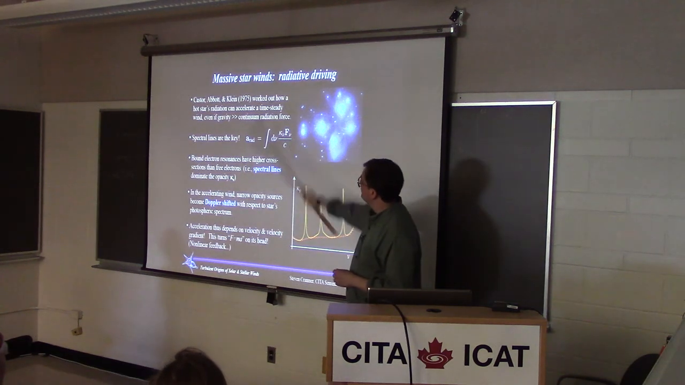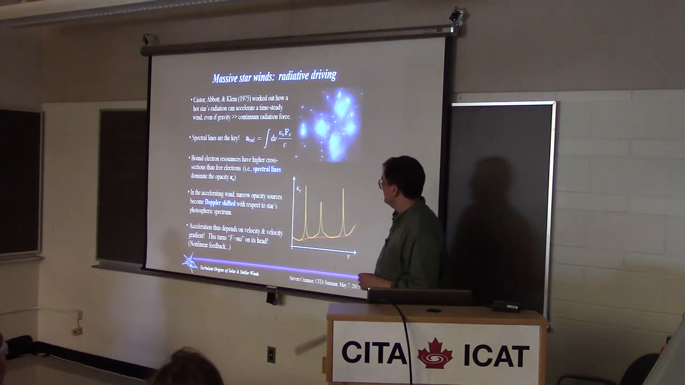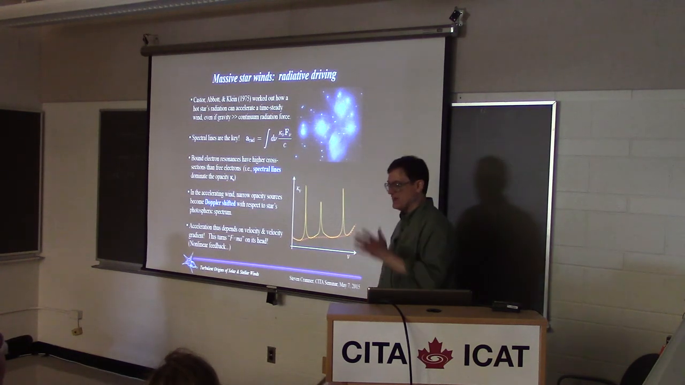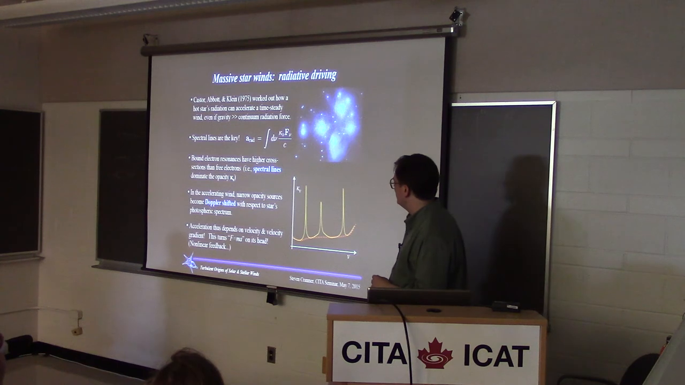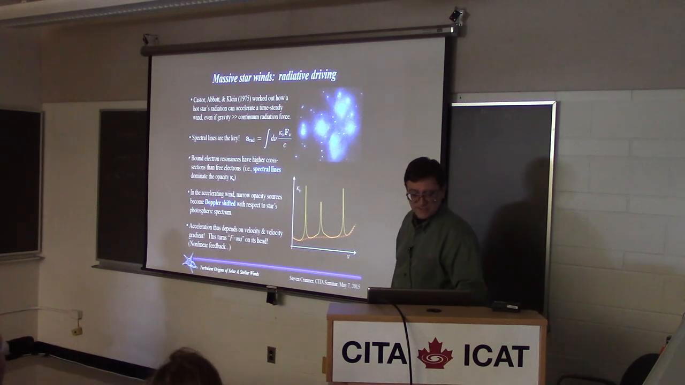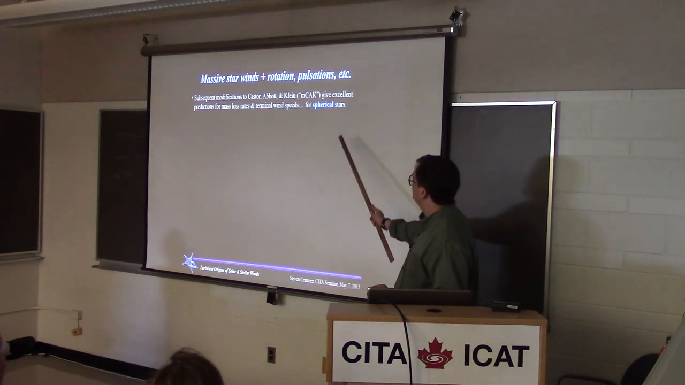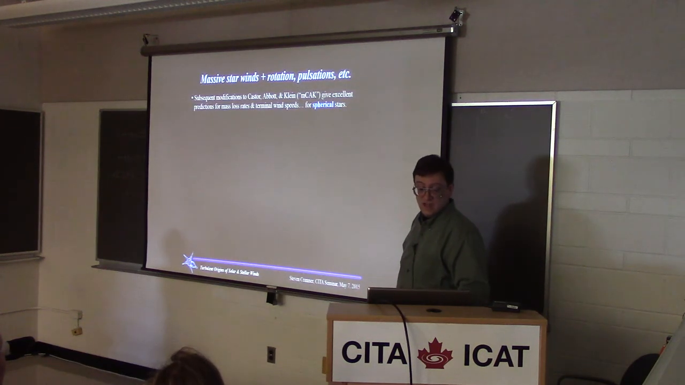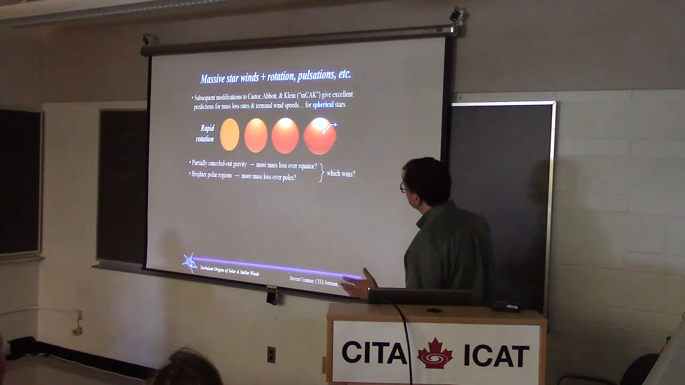In the equation of motion that Castor, Abbott, and Klein worked out, essentially the acceleration depends on the acceleration. So there's sort of a positive feedback between those things. But this is all sort of a solved problem, right? For spherical stars, it's relatively well understood. A lot of what I've been thinking about is non-spherical stars.